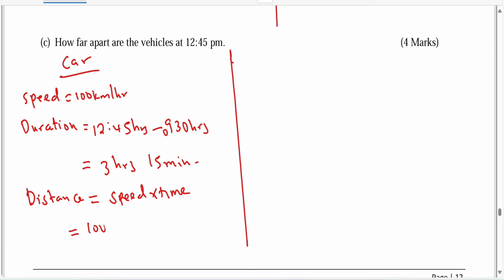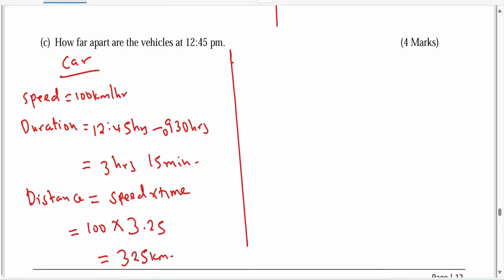So 100 is your speed, multiply by the time. Hii ni 3 hours 15 minutes, ama 15 minutes ni robo saa. So we'll just write times 3 a quarter, or let's write 3.25. So it's the same. So gives us 325 kilometers.